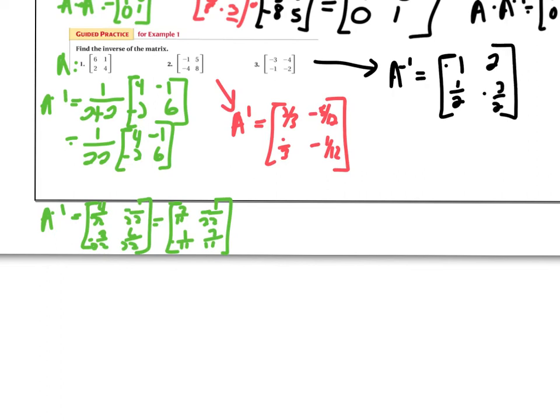If you didn't get those, my number 1 suggestion would be to check that determinant. Something probably went wrong there. Make sure your appropriate elements switched positions and the right ones switched signs.